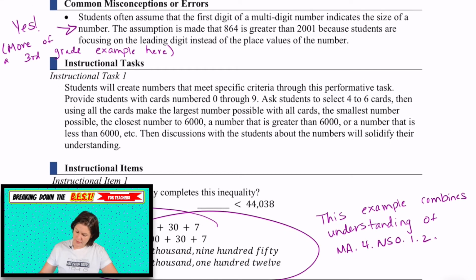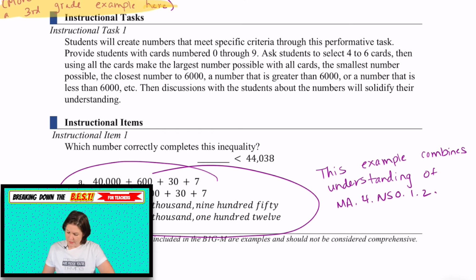All right, here I mentioned that yes, this is a great example of a misconception because a lot of times students might say something like 864 and 2001, but they're saying, oh man, 8 is greater than 2. So this number right here, 864, is greater because the 8 is greater than the 2. However, I did make a note that this is more of a 3rd grade example to give here because these are the limits of a 3rd grade lesson. So just be aware of that.